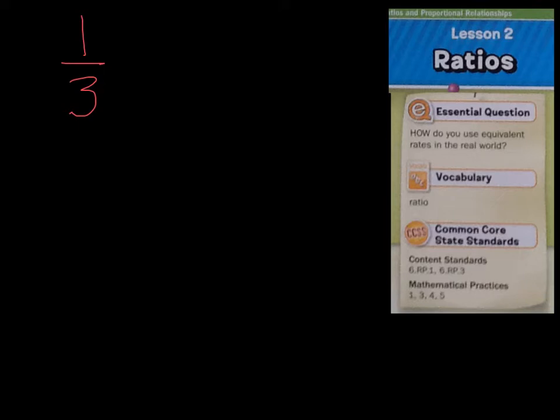Now there's two other ways we can write a ratio. I can write it as 1 to 3, using the word "to" in between them. And I also can write it as 1 with those two dots in between. All of these tell me that I have 1 out of 3 items. So my ratio is 1:3. All of these are acceptable. We are probably most familiar with the fraction form, but all of those would be acceptable to write.